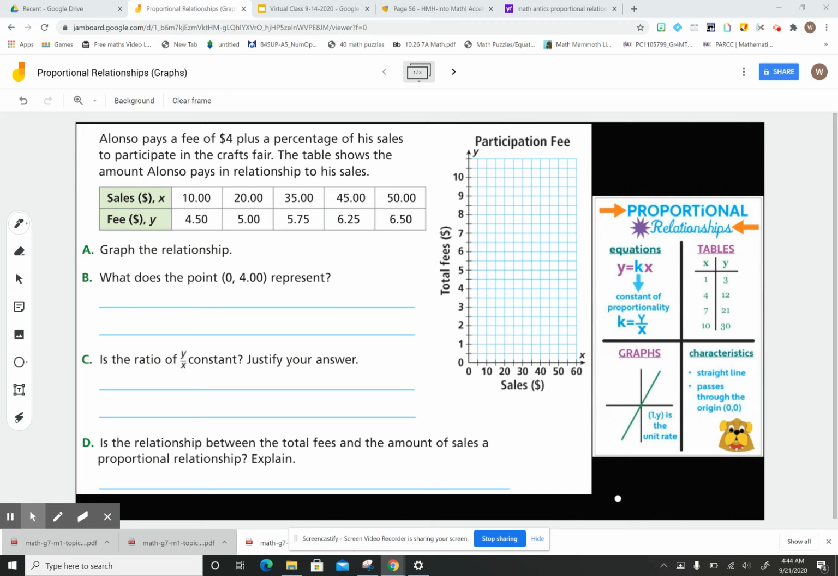Hello, students, scholars. This video is going to help you understand proportional relationships with graphs. So the first thing I want to point out is our anchor chart.